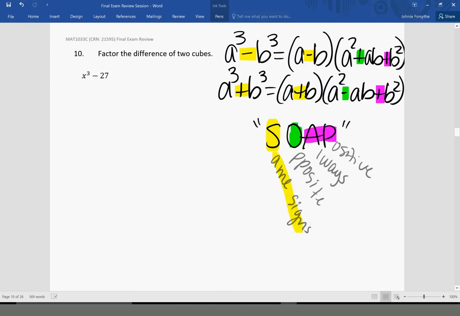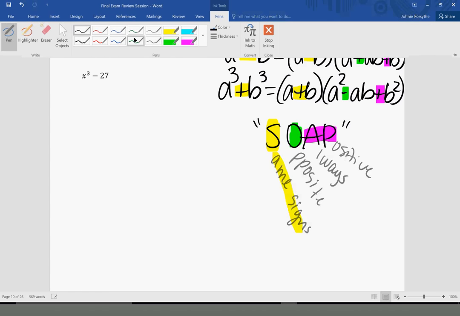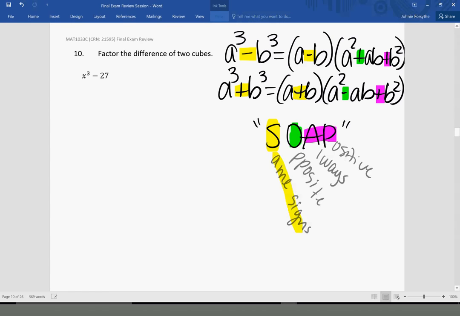So now that we have our factor pattern, we're going to, of course, use this one here because it's subtraction, it's a difference. So let's write it as a cubed minus b cubed. So that's going to be x cubed minus 27, which is 3 cubed. So this means that a is like your x and b is like 3.